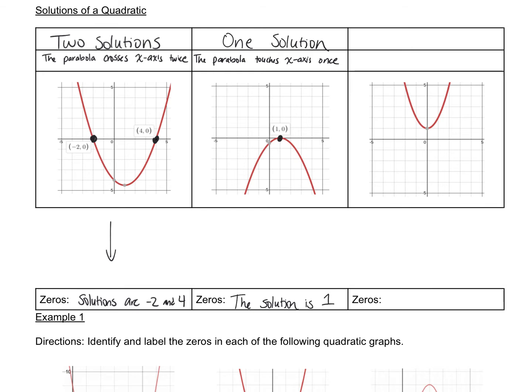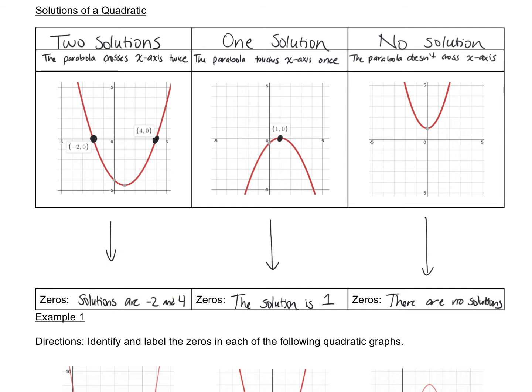All right, let's look at our last example here, the last picture. What I notice about this graph is that it never crosses the x-axis. Thinking about this, if it never crosses the x-axis, there's going to be no solution for this quadratic, and that happens sometimes. So what are the zeros for this? What are those solutions? There are no solutions for this one. And again, that happens when it never crosses or bounces off the x-axis.